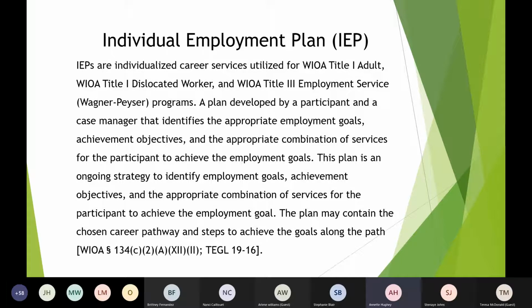Also, the IEP is used as a justification for the training, which must be linked to an occupation in demand in a local area or where an individual is willing to relocate. Remember, an IEP is a living document, and when there's a change within the plan, it must be updated or use a modification. If you'll notice at the end of the screen, Teagle 1916 is very resourceful when it comes to completing this document.